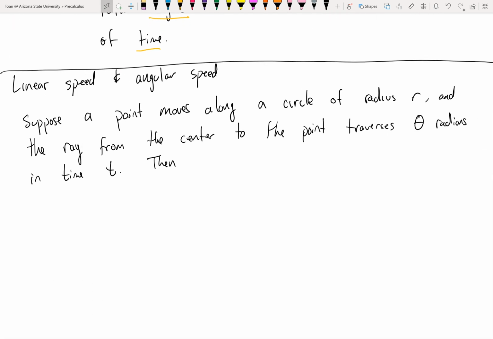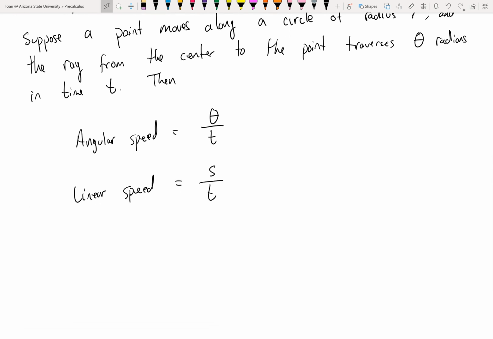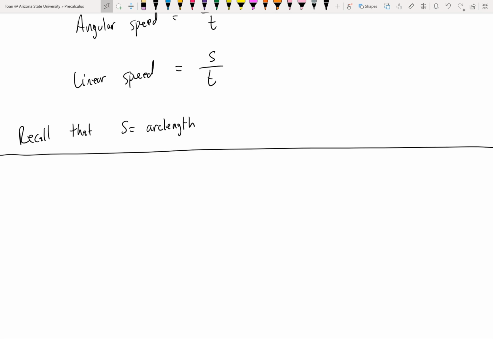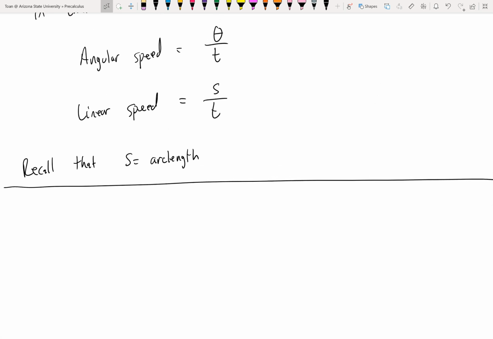Then the angular speed is simply the amount of angles, the amount of radians, divided by the amount of time. And then the linear speed is simply the arc length that it covered divided by the amount of time. Now remember this S symbol. This is what we talked about yesterday. Recall that S equals arc length, right? And there was a formula to find it. Now, just as yesterday, do you have to memorize these formulas? You could. They're not hard formulas. Angular speed, theta over t, linear speed, arc length over t. But I much prefer to solve problems using pure logic.